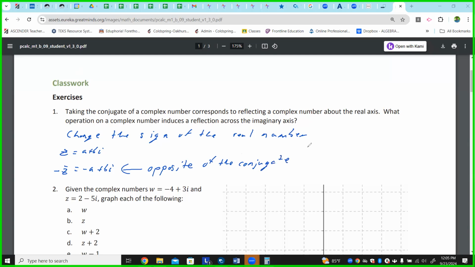But now you're going to see, and so we know that the z with the line above it represents the conjugate, but now when you see a negative in front of it, it's going to represent the opposite of the conjugate. So instead of it reflecting across the x-axis, it will now reflect across the y-axis, also known as the imaginary axis. Questions on that? All right.